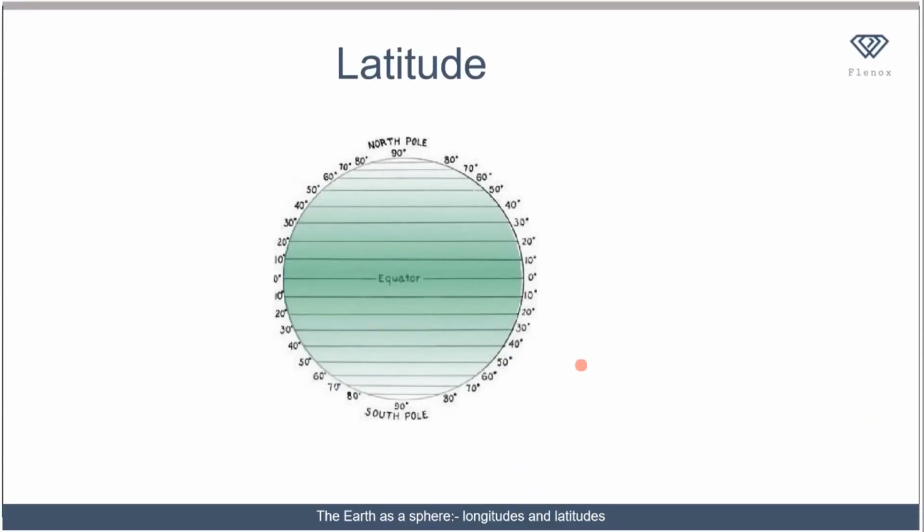So now let's talk about latitudes. As we've described before, longitudes run from the north to south vertically, while latitudes are the lines that run horizontally.